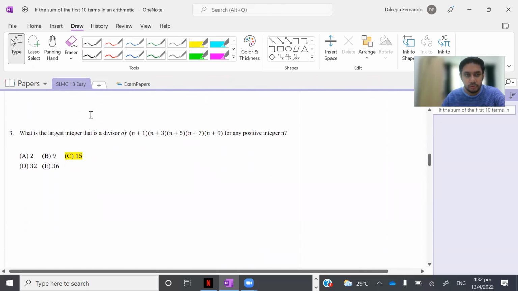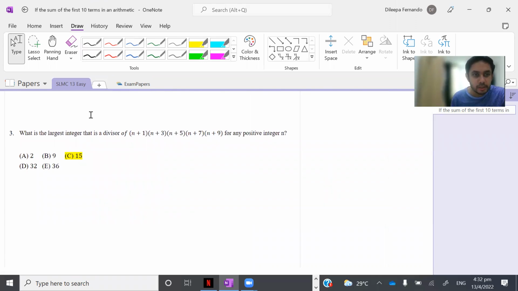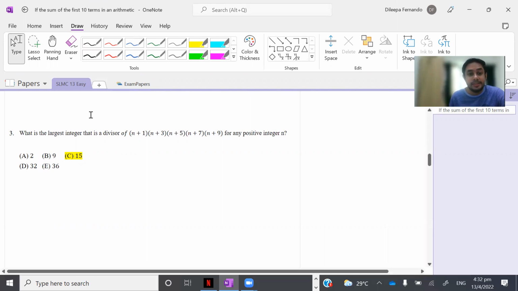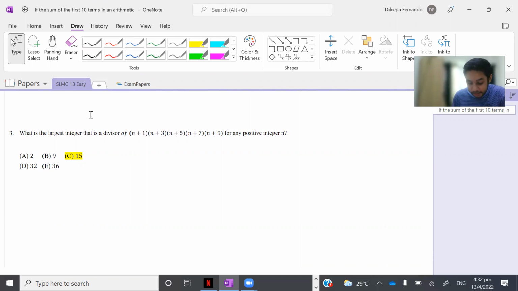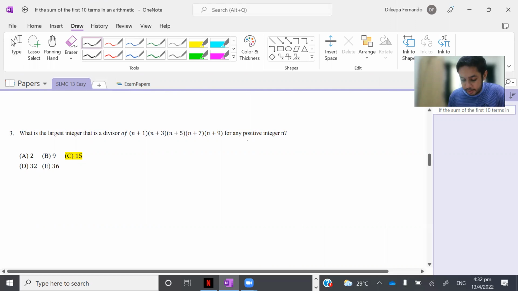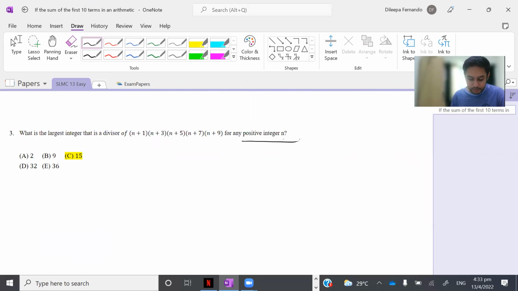Okay, now third question. What is the largest integer that is a divisor of n plus 1, n plus 3, n plus 5, n plus 7, n plus 9 for any positive integer n? So again, let's see, for any positive integer n. This is very important. That means this should be satisfied for all the positive integers, not just one.